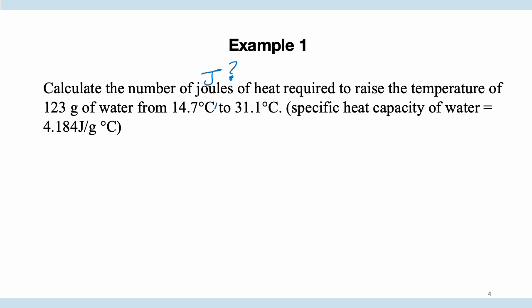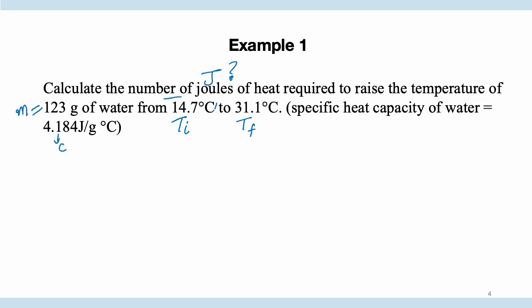So the information that is given to us, this question is asking to find the joules. 123 grams of water, meaning mass, is given to you. This is mass. Temperature goes from here to this, which means this is the initial temperature in the beginning, and this is the final temperature. Initial temperature means temperature at the beginning, final means temperature at the end. And this is the specific heat capacity, which means this is the small c.